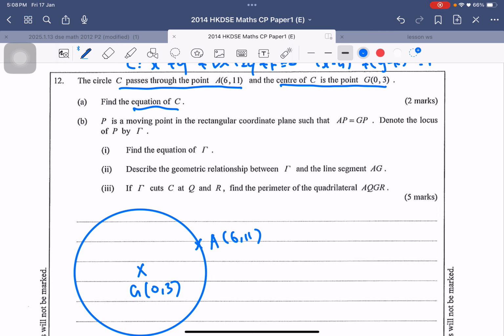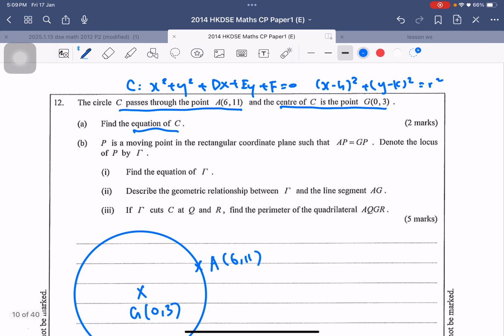So, what is the equation that we're trying to use to find the equation of C? Do you want to use the general form or the center-radius form? You already have the center, so now we can just replace the h and k directly. So why would you still need to use the general form? You don't need to expand it. They didn't say find the equation of C in general form, so you choose the easier one.